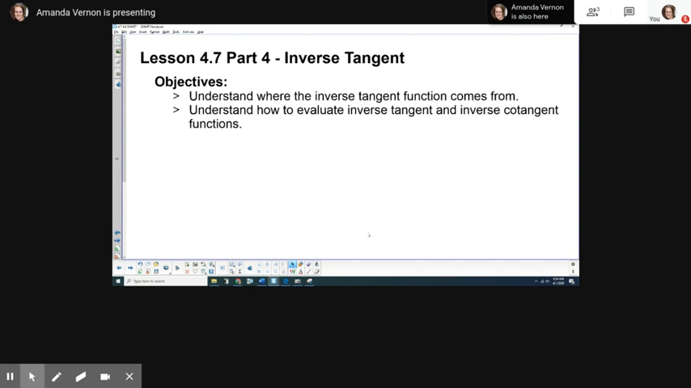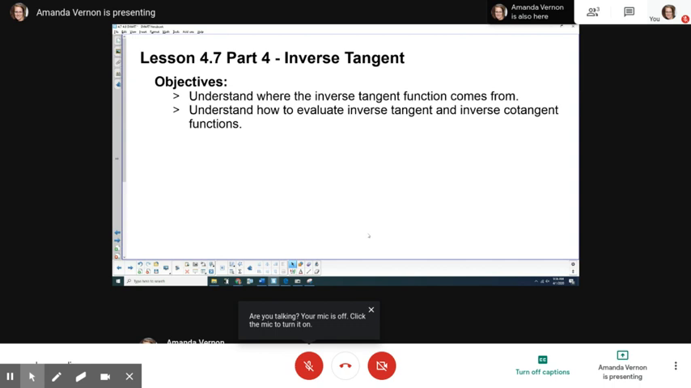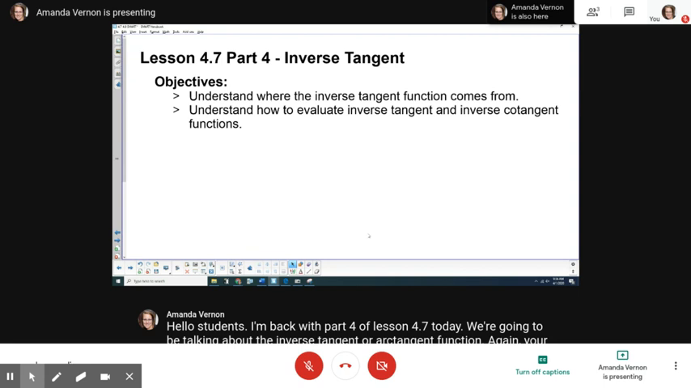Hello, students. I'm back with part 4 of lesson 4.7. Today we're going to be talking about the inverse tangent or arctangent function. Again, your key objectives are to understand the inverse tangent function, where it comes from, and how to evaluate it. Let's go ahead and get started.